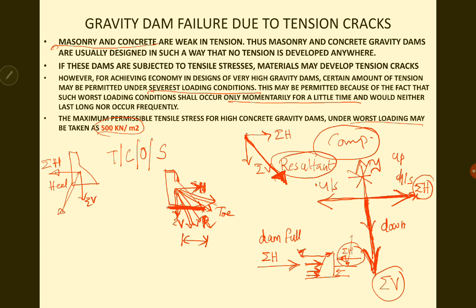Now let us consider our case, that is tension. How will tension failure occur? Consider the dam full case, this condition. The dam is full. The resultant is inclined towards the toe. When the dam is full, the horizontal and vertical forces, H and V, will be like this. The resultant will be like this only, somewhere towards the toe.